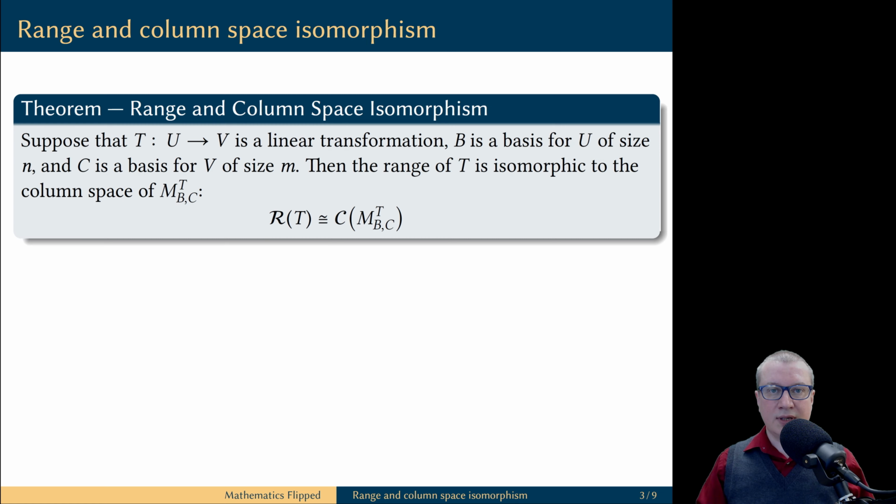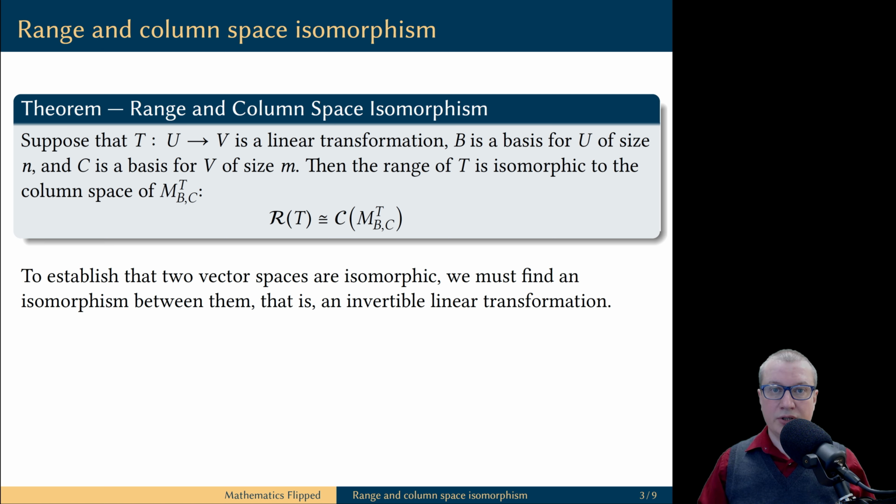Let's get started. Suppose we have a linear transformation T that goes from a vector space U to a vector space V. We also fix any basis B for U and any basis C for V. This allows us to construct the matrix representation of T relative to the bases B and C. And the claim is that the range of T as a vector space is isomorphic to the column space of the matrix representation. To establish that these vector spaces are isomorphic, we need to construct an invertible linear transformation that goes from the range to the column space.